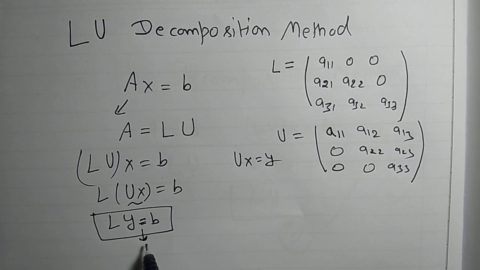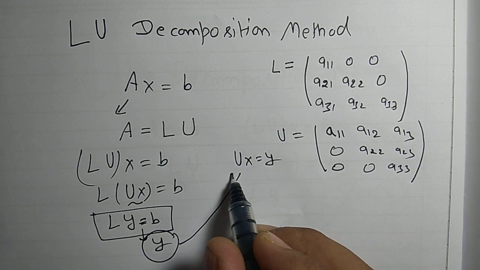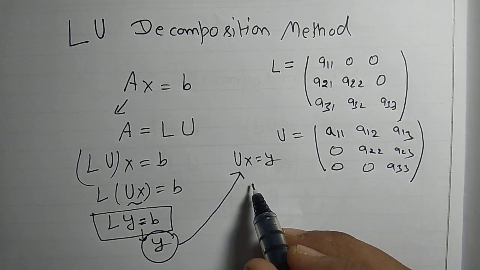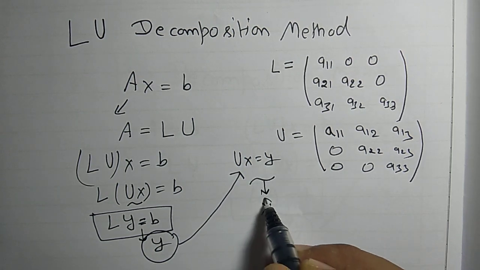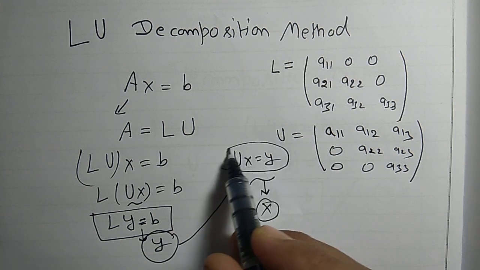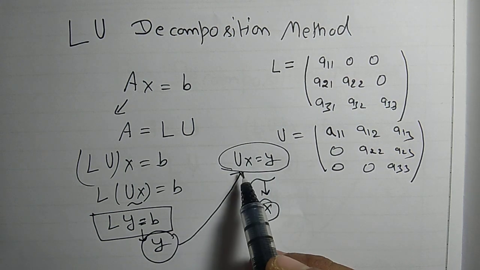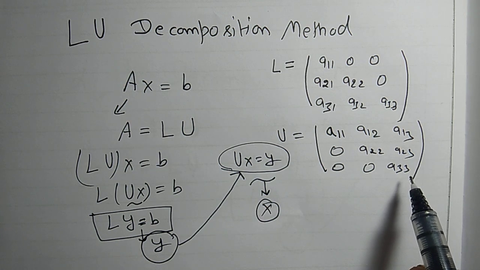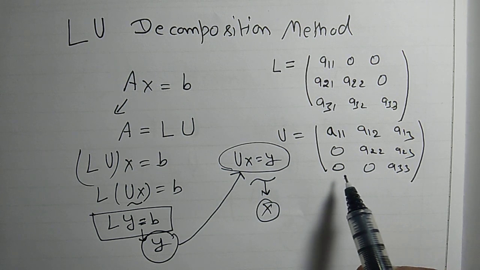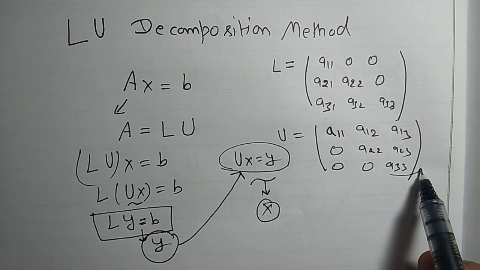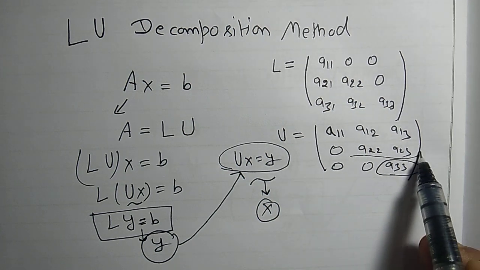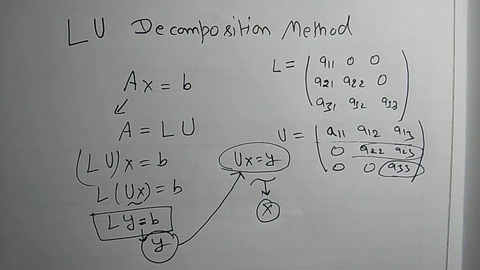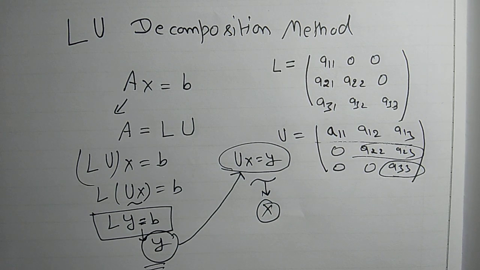So here we get Y from Ly equal to B, and once we get Y, we substitute in Ux equal to Y and get X from there. Again this is a system of linear equations where U is the upper triangular matrix, so we can directly get the answer. First we get the third variable, then the second variable, then the first variable. Let us see with one example how this method works.